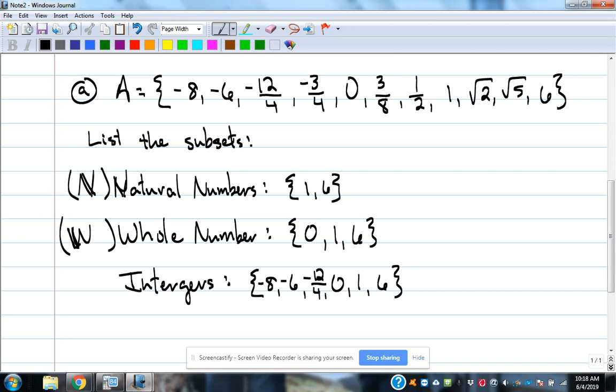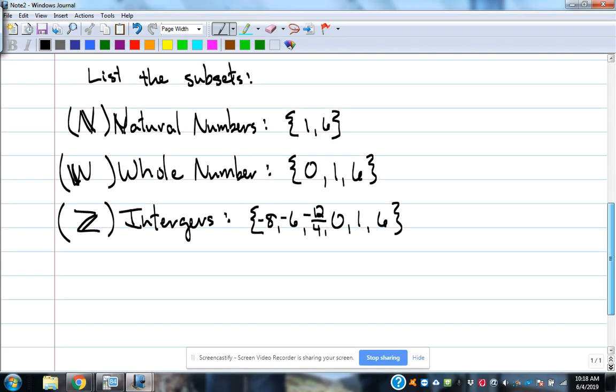Okay. Now, this one is a weird notation for integers. It's not an I. It's a Z. And I'm not sure why. I couldn't tell you why they use Z. I'm sure it has something to do with some Greek mathematician from 1,000 years ago, and there's a Greek word that has the letter Z in it. It has something to do with integers. That's the notation we use because we've always done it that way. So Z's are integers.